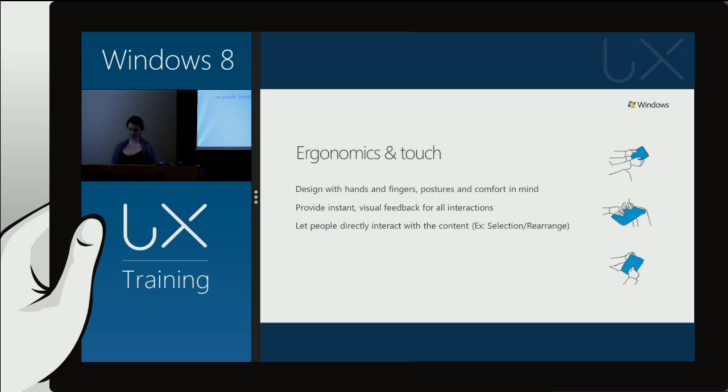The other thing to think about when we talk about being fast and fluid is ergonomics and touch. So design with hands and fingers and the sloppiness and the size of a finger in mind. Because people are sloppy when it comes to touch, you don't want to provide immediate visual feedback for all interactions so that people can course correct if they don't really hit things quite right.